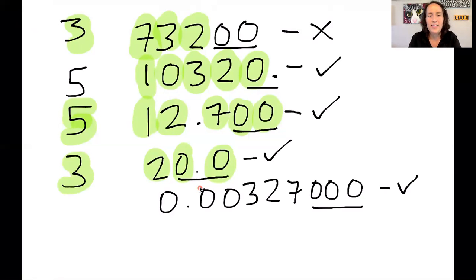And last but not least, this value down here. Remember, we had said that leading zeros are not significant. So none of these zeros count for anything. But the very first non-zero number starts our significant value. So that 3 is significant. That 2, that 7, those are all non-zero integers. And then we have our trailing zeros that come after a decimal place. So all 3 of those are significant. And that would give you a total of 6 significant figures.